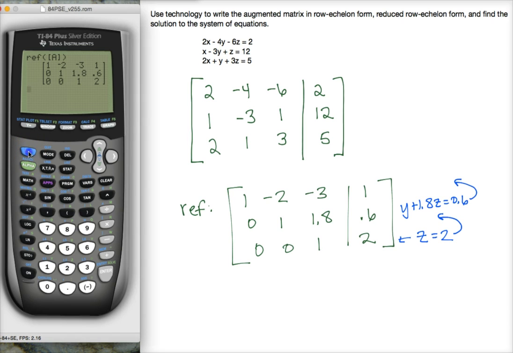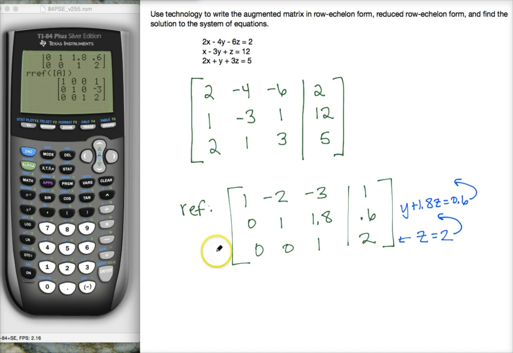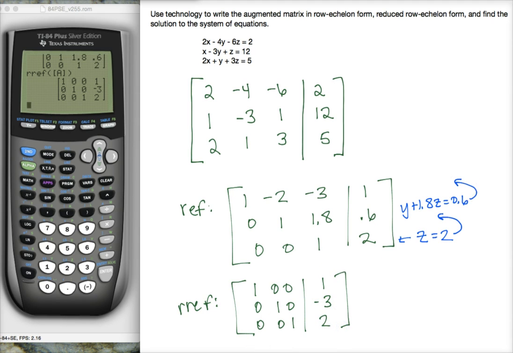So go back to your matrix menu, second matrix. This time from the math menu, select RREF. This stands for reduced row echelon form. And then do second and matrix and select matrix A again. This time, it's going to put it in reduced row echelon form, which means that we have 1s on our diagonal and 0s both above and below. So let's jot that down. So for RREF, we came up with 1, 0, 0, 1, 0, 1, 0, -3, 0, 0, 1, 2.